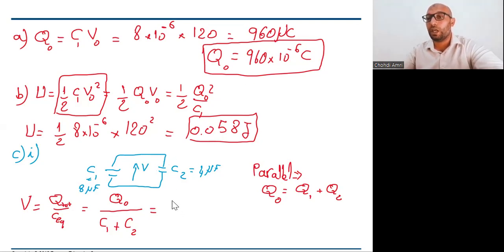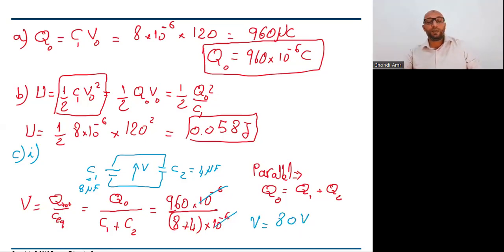So we can say that it's equal to Q naught, how much? We said it's 960 microcoulomb divided by C1 plus C2. So we can write 8 plus 4 times 10 power minus 6, because it's in microfarad. So we can cancel this 10 power minus 6, and we're going to get 960 divided by 12. So the result, V equals how much? It's 80 volts.